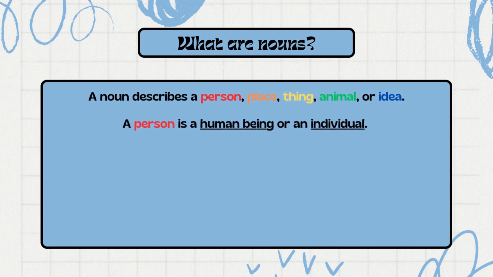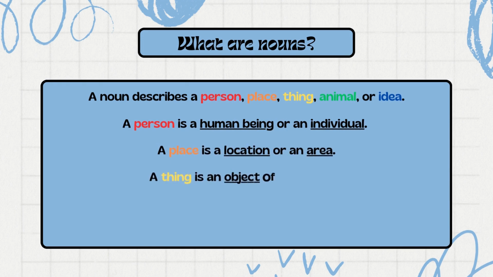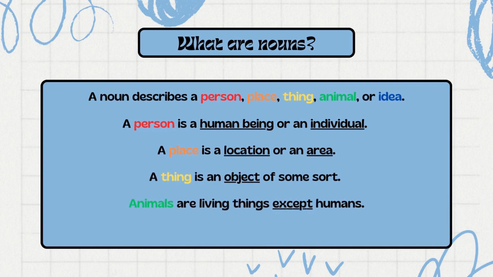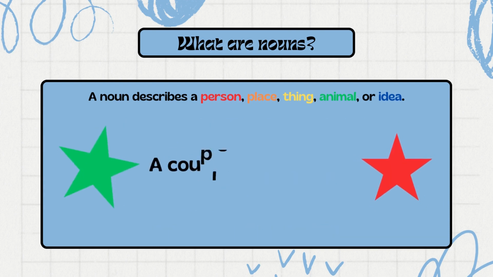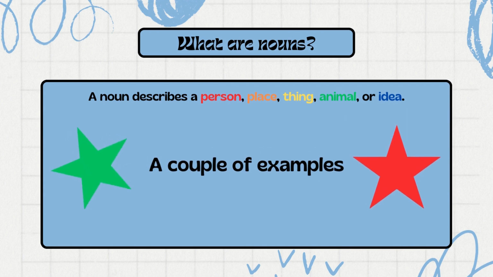A person is a human being or an individual. A place is a location or an area. A thing is an object of some sort. Animals are living things except humans. An idea is a thought or an opinion. Now we're going to go over a couple of examples.